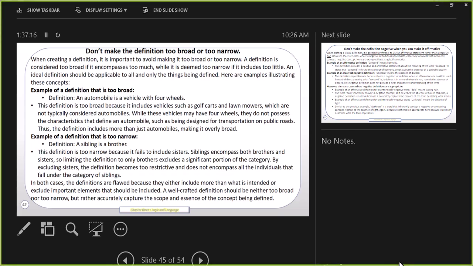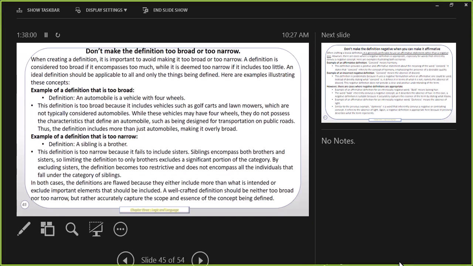An automobile is a vehicle with 4 wheels. It's a too-broad definition. Why? Because the definiens contains more than the definiendum. It's not because the definiendum is broader or greater than the definiens, but because the definiens is greater than the definiendum. It contains more than what is implied by the definiendum. It's too broad because it includes vehicles such as golf carts or lawn mowers, which are not typically considered automobiles. Too narrow is just the exact reverse of too broad.